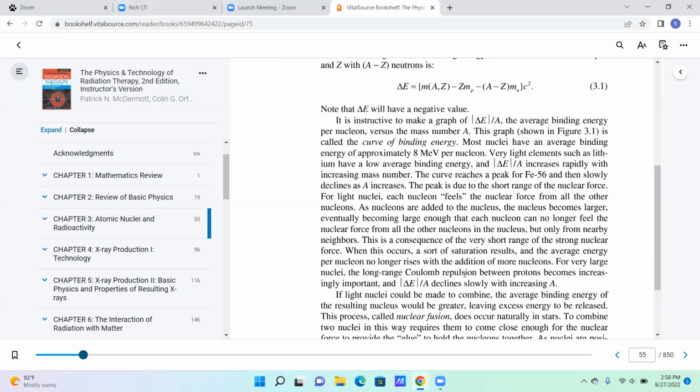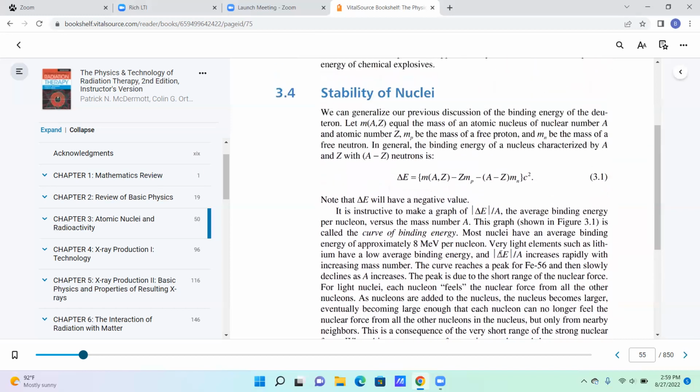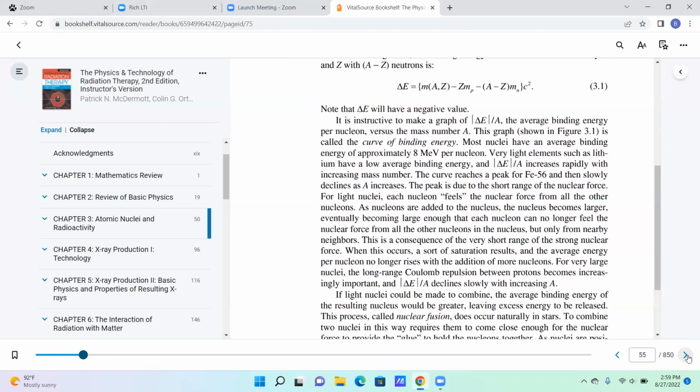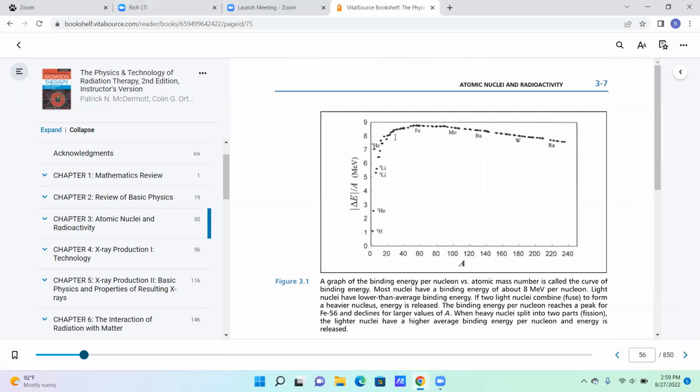So if we take the change in energy here, which is what the delta means, the change in energy, and we divide it by the number of nucleons, the average binding energy per nucleon, we get a graph, and it's going to be the curve of the binding energy. In other words, this.